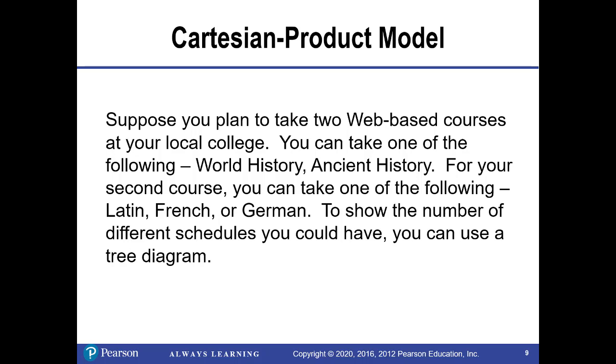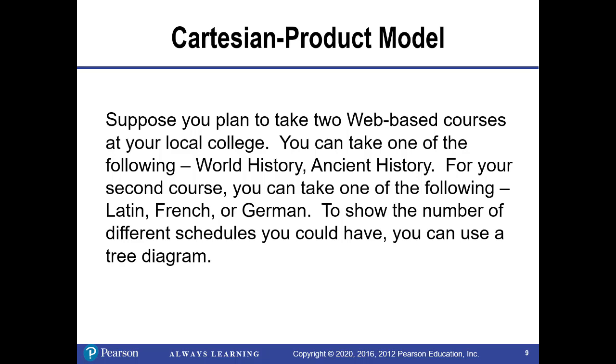Here's an example of the Cartesian product model, which is really what you might have done. If you took math for liberal arts, you probably learned about the fundamental counting principle when you learned about permutations and combinations and stuff like that. That's very similar to the Cartesian product model, which is also sometimes called the fundamental counting principle or the multiplication principle. Suppose you want to take 2 web courses besides this one, and you can take either world history or ancient history as one of the courses. And your other course, you're going to take one of the languages of Latin, French, or German. And because they're online, there's no schedule conflicts.